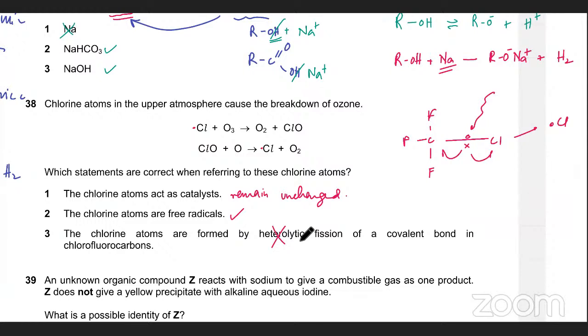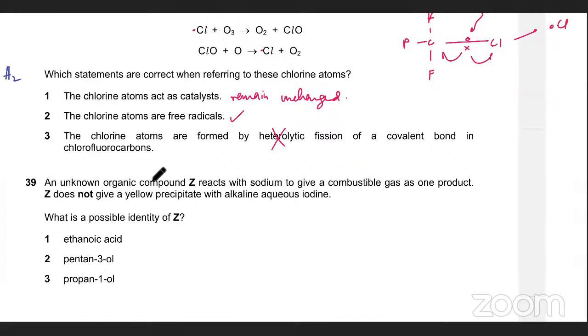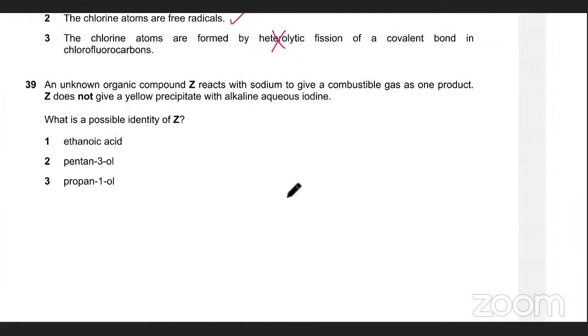Yes, sir. Achha, for this one, an unknown organic compound Z reacts with sodium to give a combustible gas as one product. Z does not give a yellow precipitate with alkaline aqueous iodine. So he's saying it reacts with sodium, metal plus acid produces hydrogen gas. So alcohols will react with sodium. This alcohol would also react, and carboxylic acid would also react. We just discussed this. Okay? So sodium metal will react with carboxylic acid, but also alcohol. And in each case, there would be H2 gas formed.